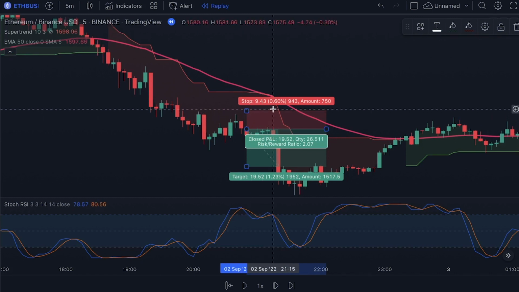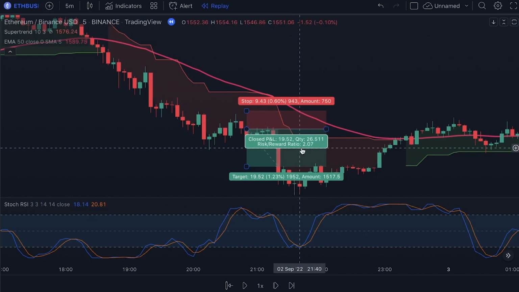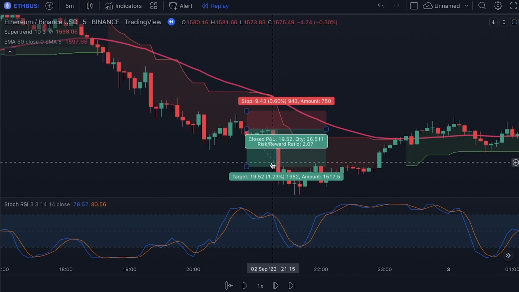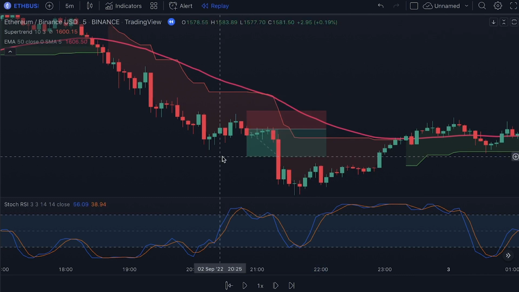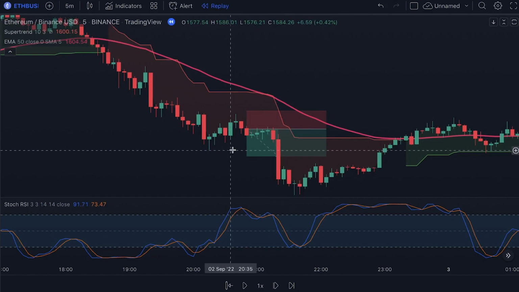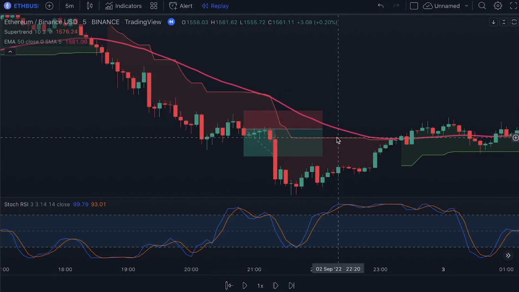So that would be 0.60% stop loss. As for take profit, we want to aim for risk reward ratio of 2. In this case, that would be 1.23%. But if you want to be more conservative, you can lower it to 1.5, which is also an acceptable risk-reward ratio for this strategy. Then it would look something like this. And that, ladies and gentlemen, is a successful trade right there.